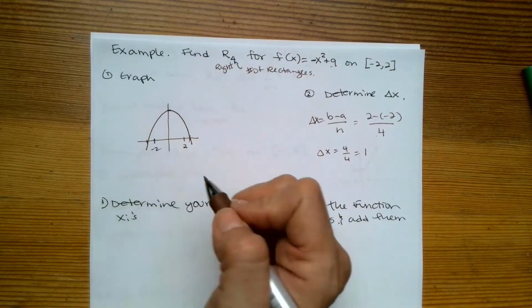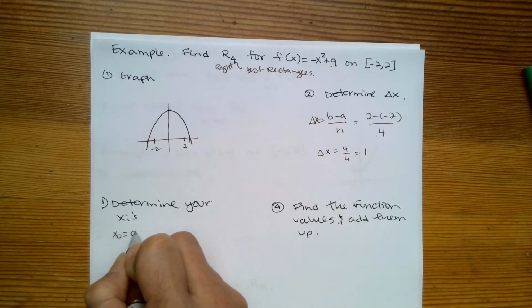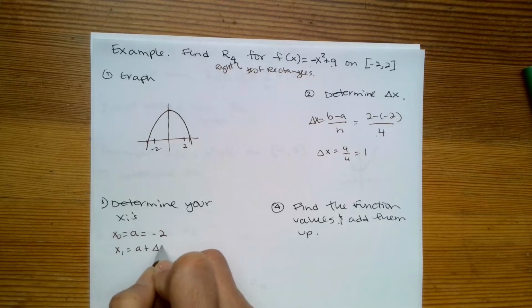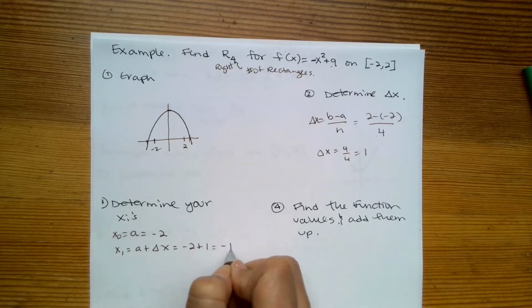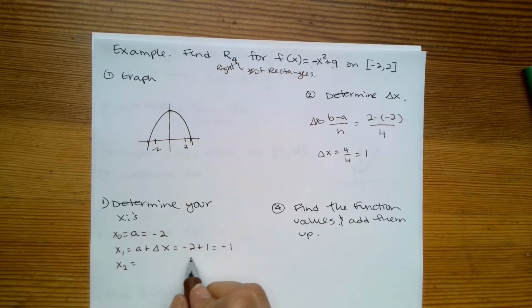So let's think of what our x sub i's are, right? So x sub 0, also known as a, is equal to -2. X sub 1, right, is a plus 1 delta x. So that's -2 plus 1, -1. X sub 2, right, a plus 2 delta x's, or you can just add your delta x to your last x sub 1, right? So -1 plus 1, x sub 2 will be 0, x sub 3 will be 1, and x sub 4 will be 2.